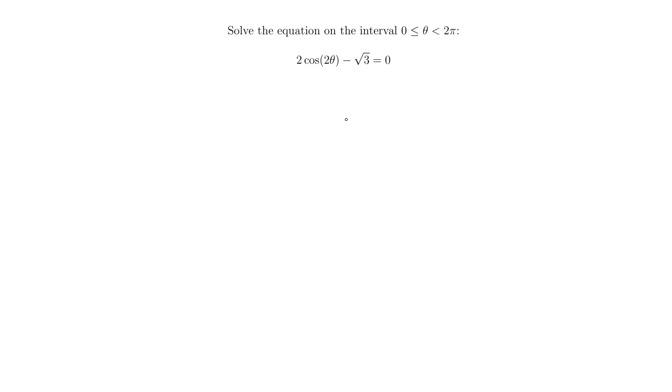Here I have almost exactly the same problem. The only difference is I have a 2 theta. And here is where we're going to have to add 2k pi to our angle and then figure out what k should be. So let me show you how that works. The first step is exactly the same. We want to solve for cosine of the angle. Just like before, we'll end up with cosine of the angle, in this case 2 theta, is equal to the square root of 3 over 2.